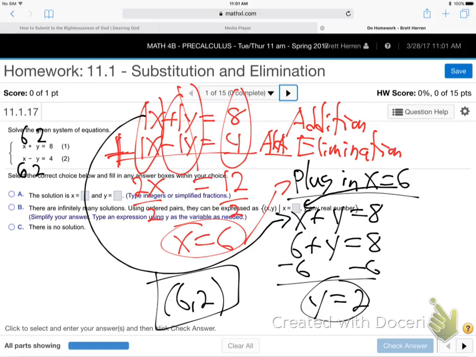Now, there are other methods. There's substitution, where you get one letter alone and plug it into the other equation. I'm not going to show that, but if you like it, that's fine too. That'll work great. What I want to show you, actually, is the graphing calculator. Can I borrow somebody's graphing calculator? I don't have a lot of time for this, but it might come in handy.